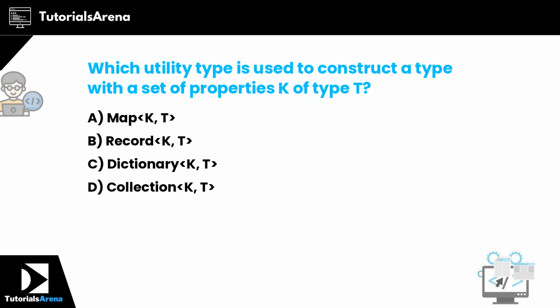Which utility type is used to construct a type with a set of properties K of type T? The correct answer is option B, Record<K, T>.